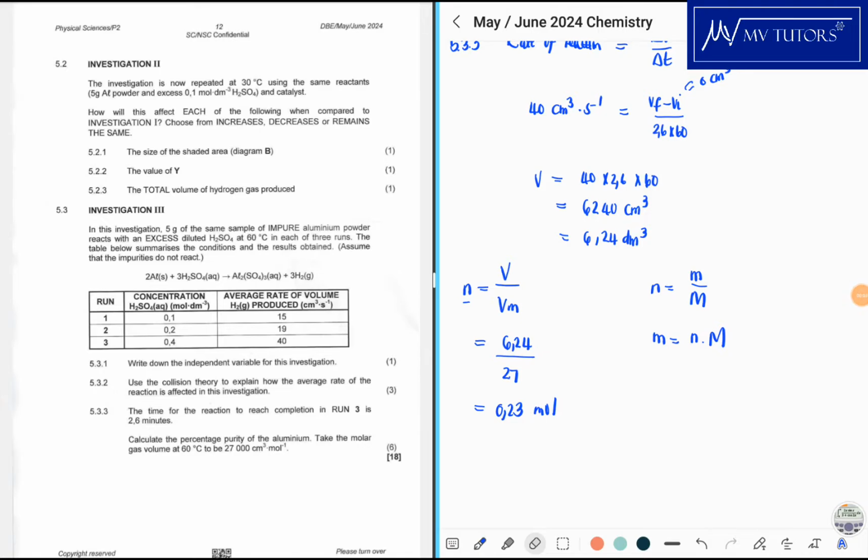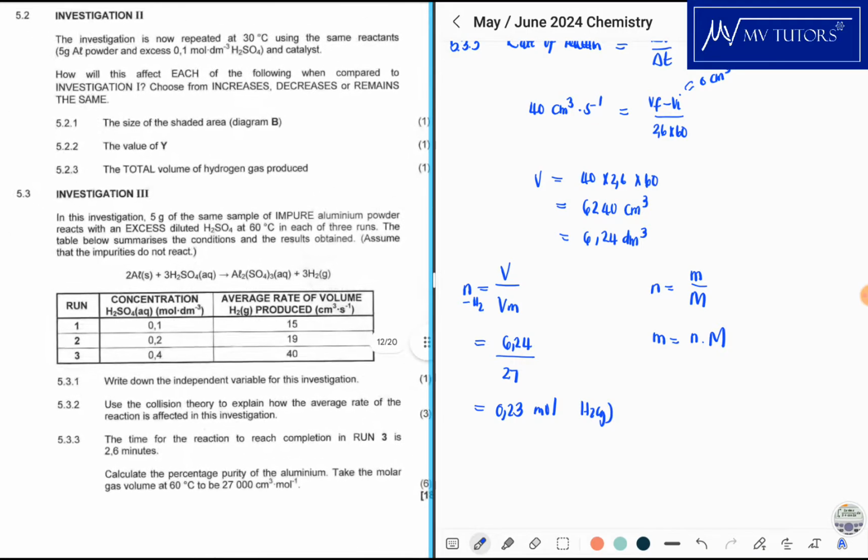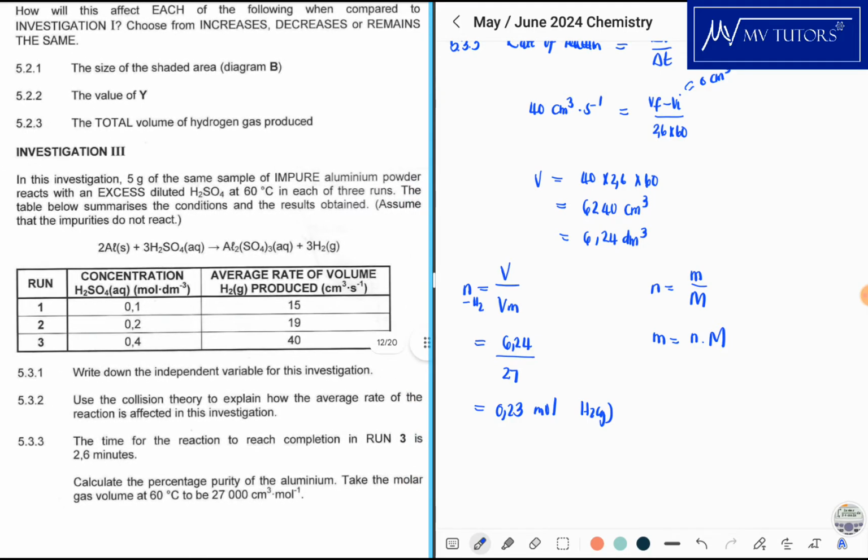So all of this we were calculating for hydrogen, because this was for the hydrogen gas that was produced. Now we need to go and check in terms of the ratios. So for aluminium, let's start with the hydrogen actually.